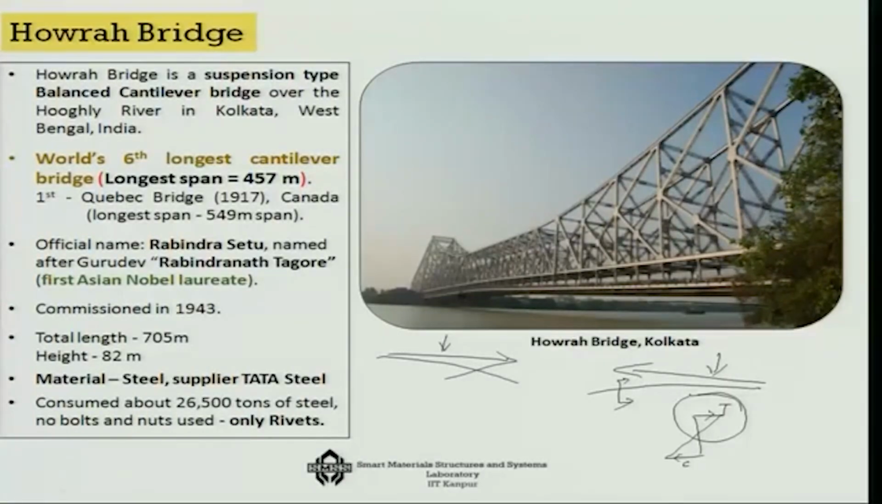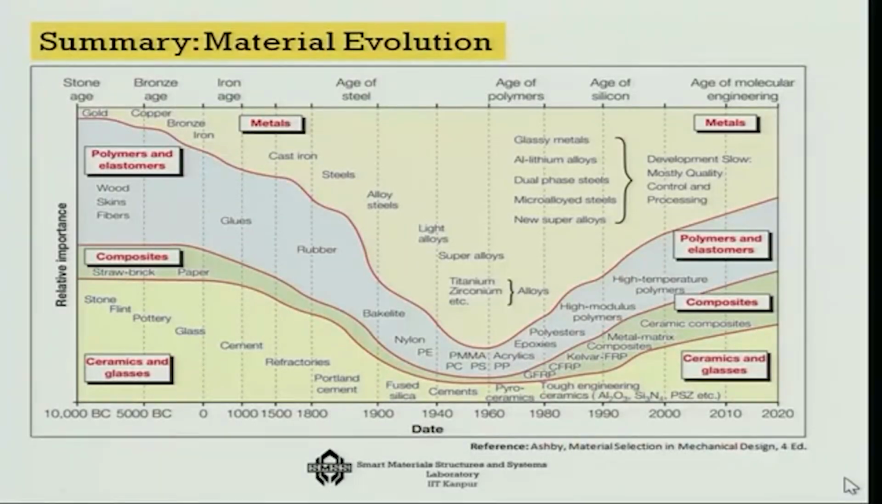And that is how one of the longest, the sixth longest cantilever bridge in the world was made possible, because of the advancement of steel. So, that kind of glorifies the role of the metals and our advancements with the metals. Now, let us try to summarize this evolution of the materials.